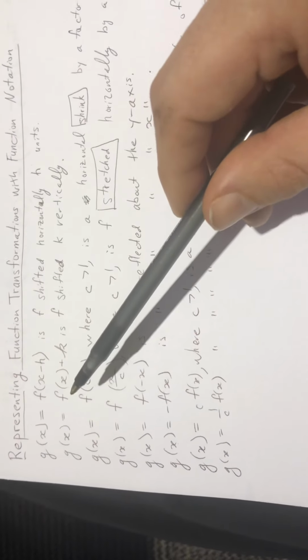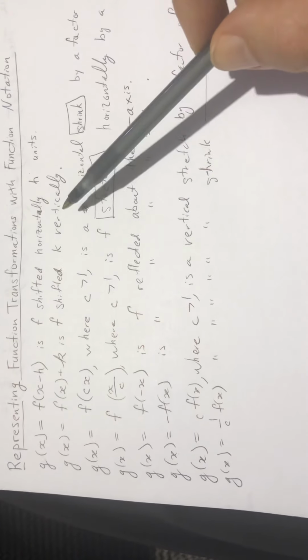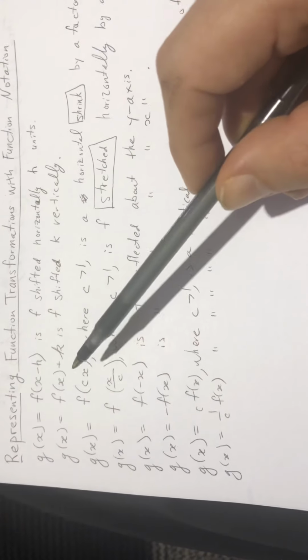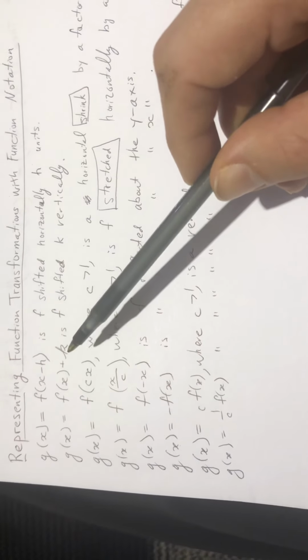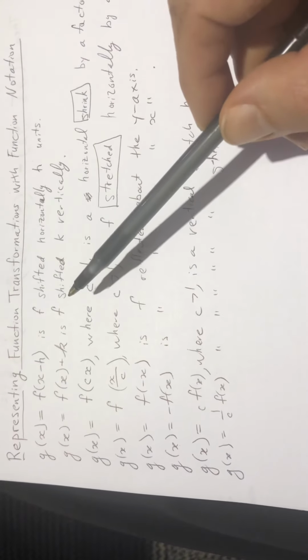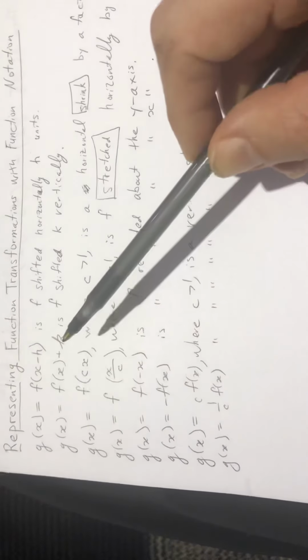g of x equals f of x plus k is f shifted k vertically. When you do something to the whole function itself, to the whole right side, that is, it's exactly what you would think. You would think that to do a shift of k vertically, you add k, and that's exactly what you do.